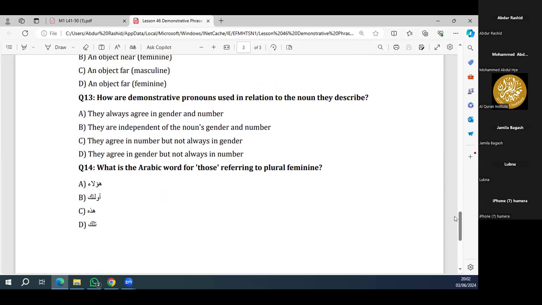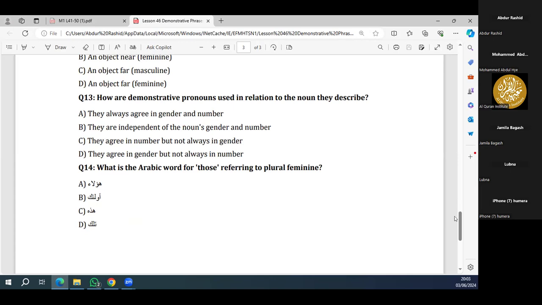Question number 13. How are demonstrative pronouns used in relation to the noun they describe? A, they always agree in gender and number. B, they are independent of the noun's gender and number. C, they agree in number but not always in gender. And fourth is D, they agree in gender but not always in number.